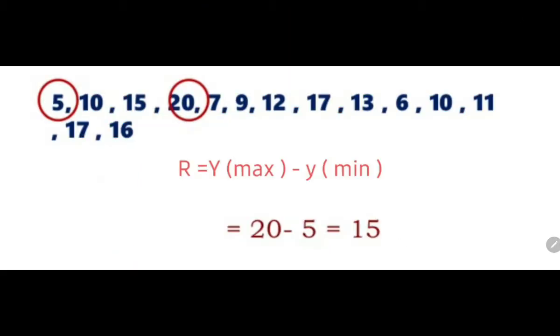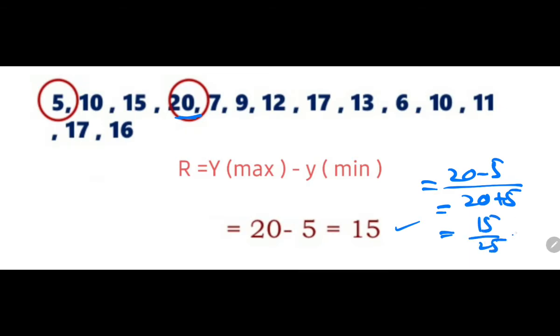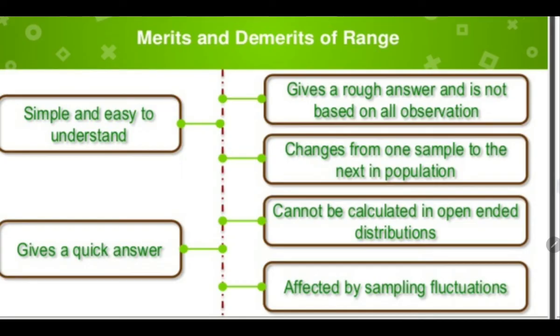For example, you have this data set and find the range. The maximum value is 20, minus 5, it becomes 15. 15 is the range of this distribution. When you have to find the coefficient of range, then you take 20 minus 5 divided by 20 plus 5, which is 15 divided by 25. This comes in the form of a ratio. It is the coefficient of range.